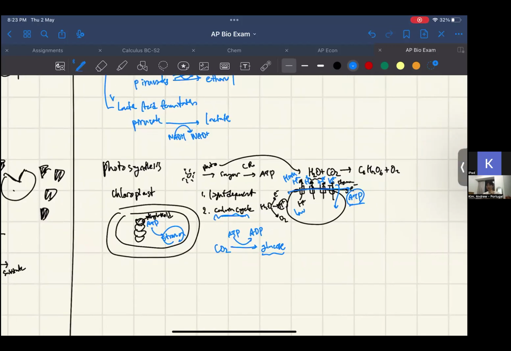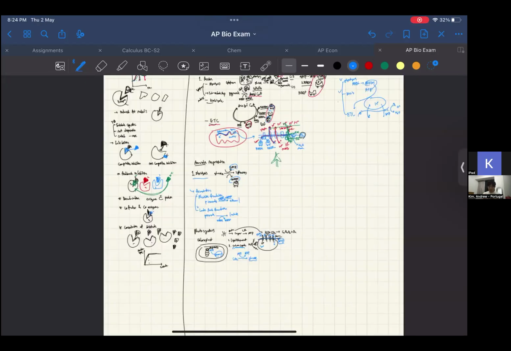There is a reason why I explained aerobic respiration first, because once you understand aerobic respiration, they're all very similar, right? Anaerobic respiration, photosynthesis. So that was pretty much it for cellular respiration, photosynthesis, enzymes, and the entirety of Unit 3.